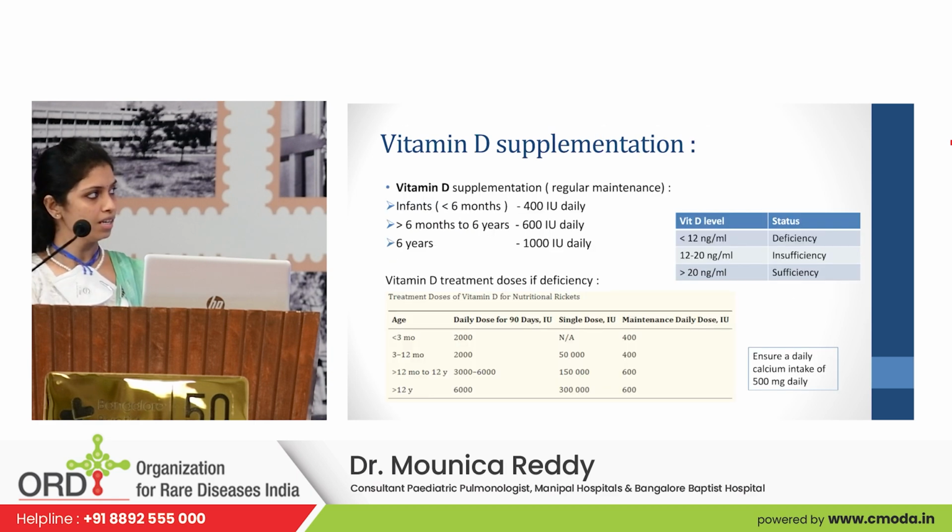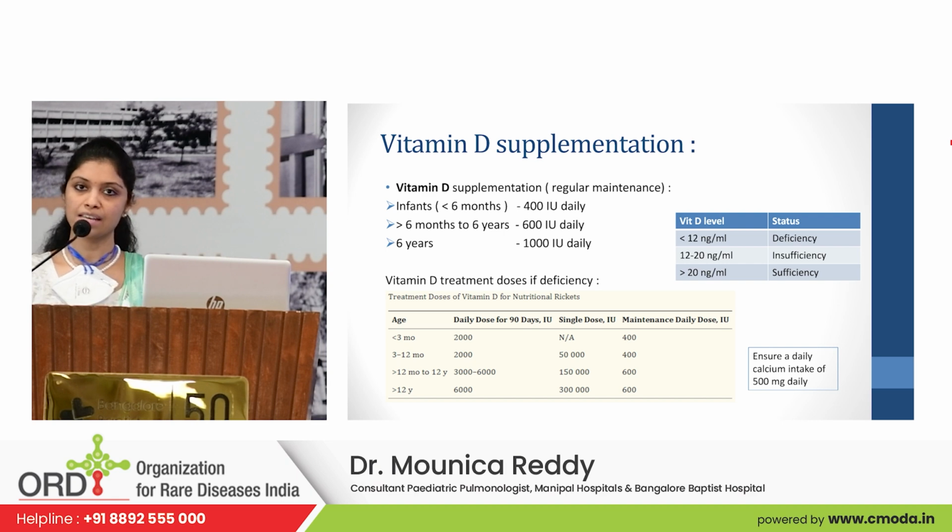This is the table wherein if the vitamin D level is more than 20 it is sufficient, less than 12 is called vitamin D deficiency, and anywhere between 12 to 20 is vitamin D insufficiency. If we find that the children are deficient or insufficient, then these are the treatment doses. Vitamin D deficiency has to be treated for at least 90 days, following which they have to be kept on maintenance daily doses of vitamin D. And when we are supplementing, we have to ensure a daily calcium intake of at least 500 milligrams.